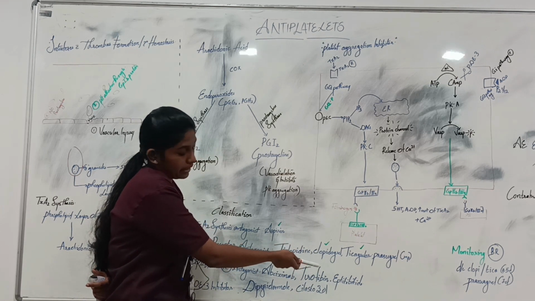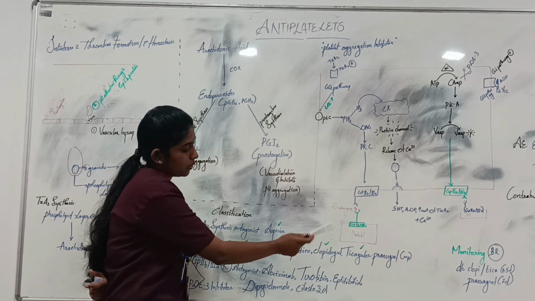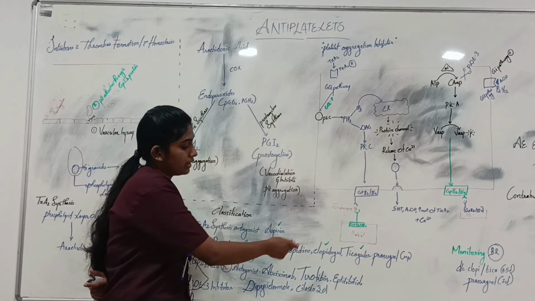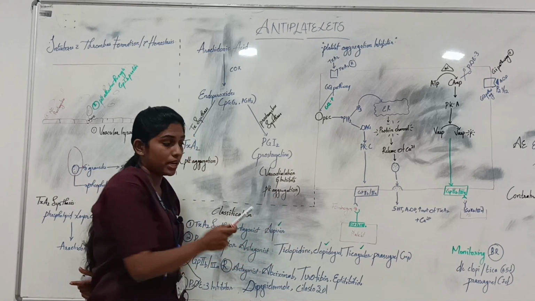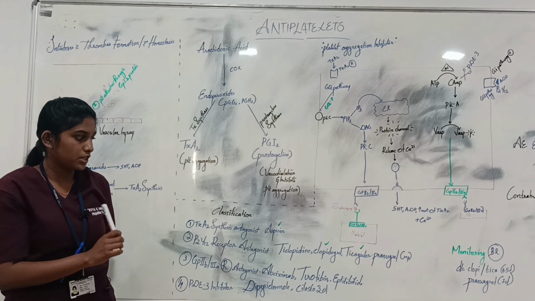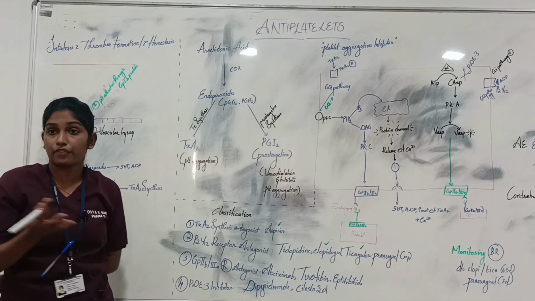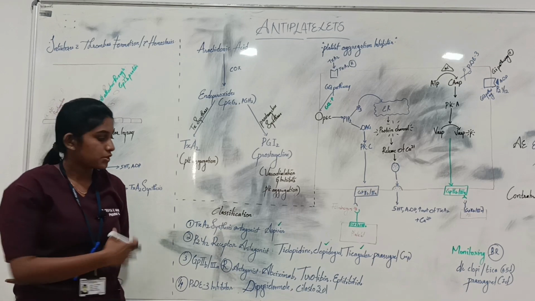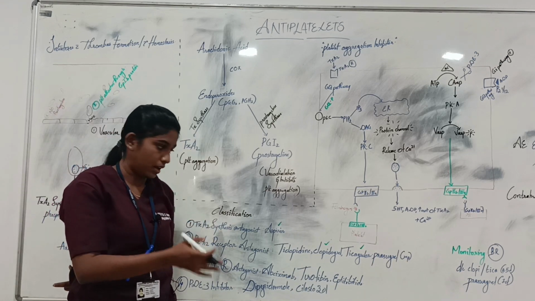But an analog of ticlopidine, that is clopidogrel, was developed in the 1990s, and now it is being used. The combination of aspirin and clopidogrel was found to be effective in the treatment of ACS, that is acute coronary syndrome, by 2001. So they started using the combination from then on.